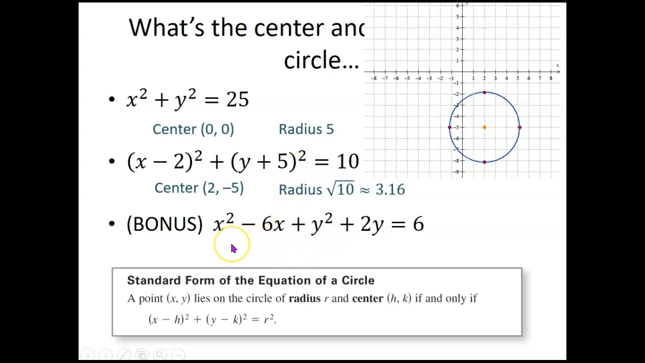This last example is a bonus example because it is not in this standard form. X squared minus 6x plus y squared plus 2y equals 6 is not set up as something squared plus something else squared equals a number. But we can get it to be set up that way. Let me show you how that works.